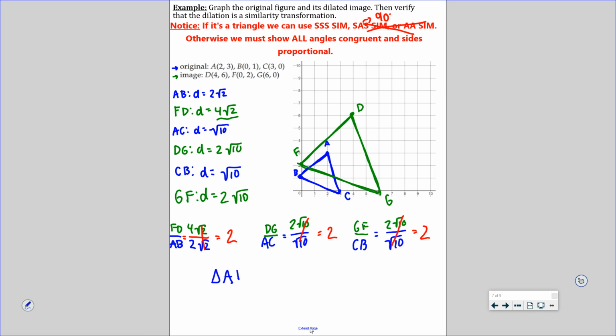So I'll go my original ABC is similar to, there's our symbol for similar to, its image DGF by side to side similarity. The only other thing I want you guys to write down here, sorry, one last thing. And this is an enlargement with the scale factor of 2.